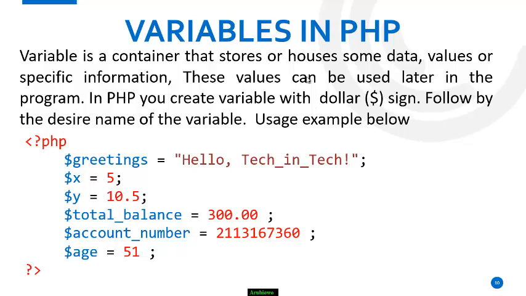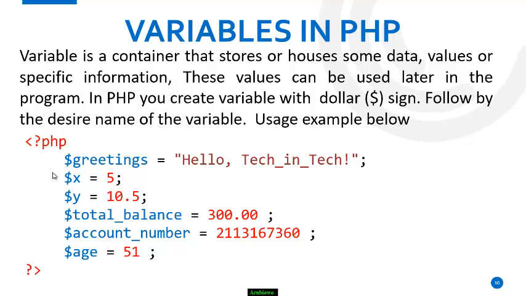So in PHP, you create a variable with a dollar sign. You start creating a variable using the dollar symbol, followed by the desired name of the variable you wish to use. A variable can be anything. A variable can be book, can be biro, can be name, can be age, can be car, can be type of car. So variables are containers that hold our data. Think of a variable as a container for storing data.